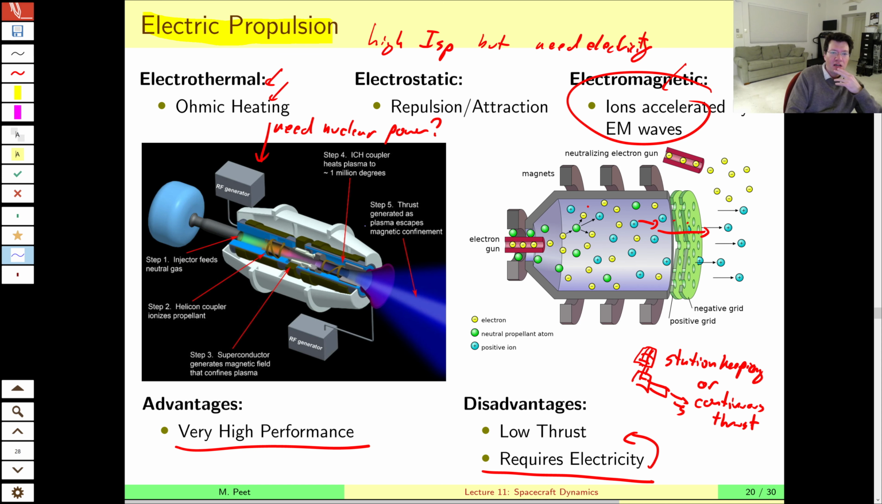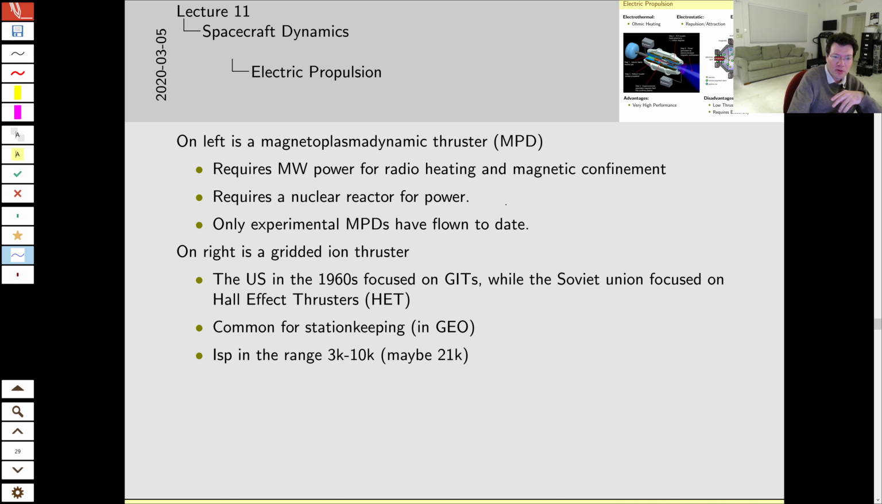So this is an electromagnetic case, right? That's that one. This is an electrostatic case, I think on the next slide. This is the gridded ion thruster, the one on the right. The magnetoplasmadynamic thruster, the MPD, is the one on the left.